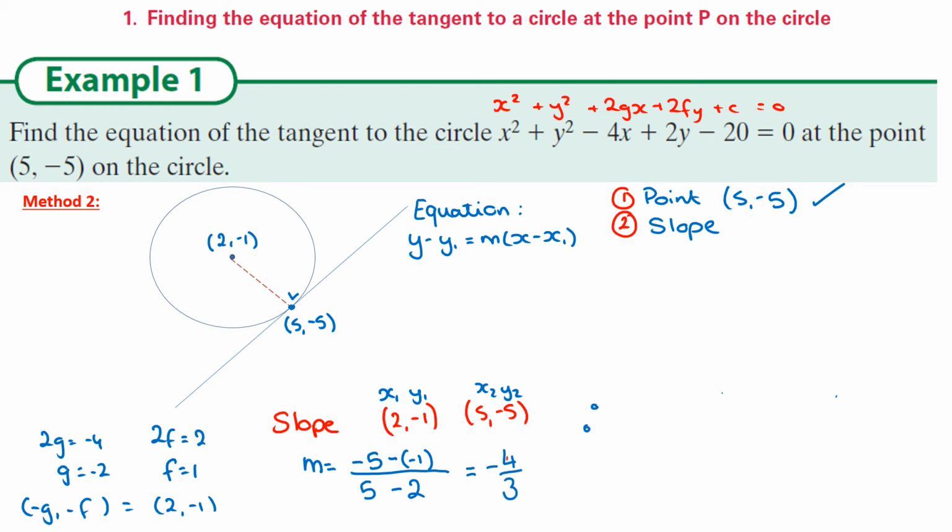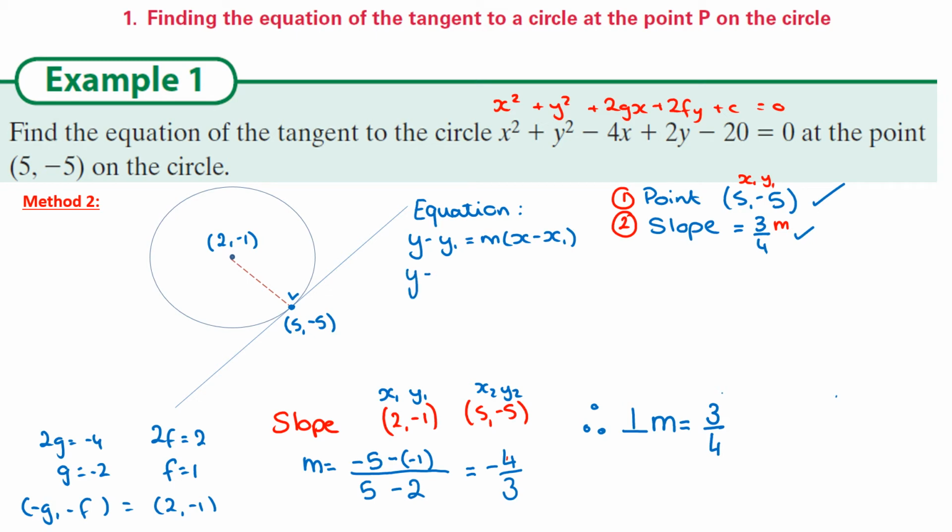So therefore, I can work out the perpendicular slope. So it's the opposite reciprocal, which means I flip it and I change the sign. So that's 3 over 4. So now I've just worked out my slope, which is 3 over 4. I now have the two pieces of information that I need. So that's my m, there's my x1, y1, and I'm going to make my equation.